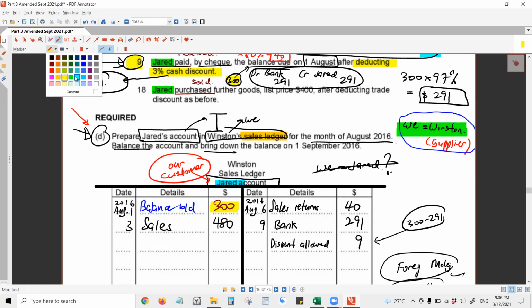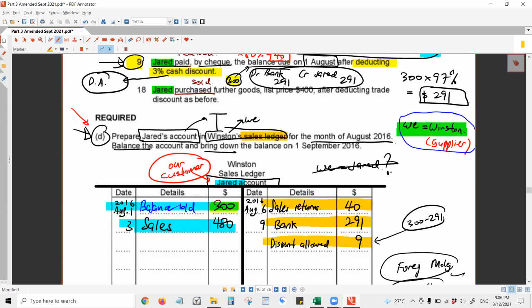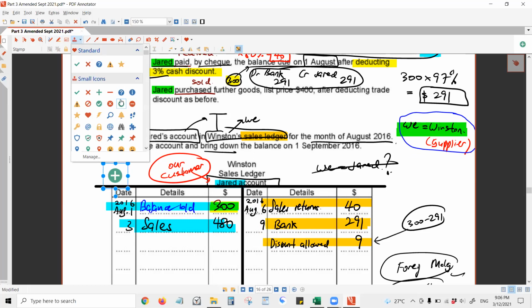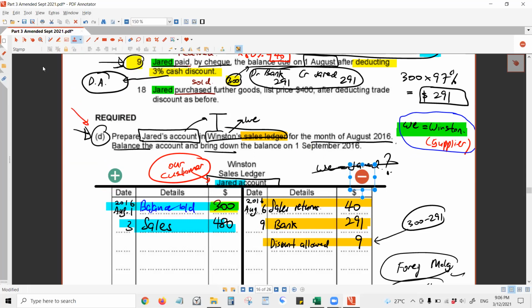Okay, so far do you agree with the construction of the customer account? The debit side indicates the customer owing to us. The credit side indicates the customer owing less to us. Agree, yeah? Okay, the plus and minus sign theory: here's plus, here's minus, for a customer account. For a supplier account, it would be the other way around.